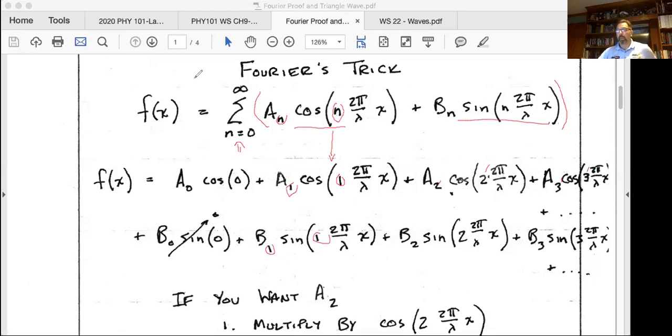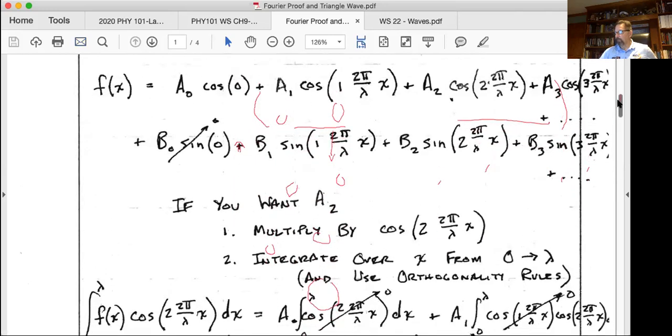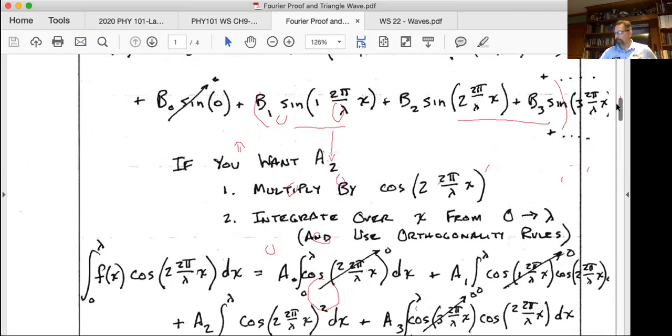Fourier said, okay, what if I want to find A2? What do I do? And the answer goes like this. I've got to switch over to the pointer. That's just annoying. We'll leave that right now. I'm not quite going to be able to get them both, so let me clear my marks.